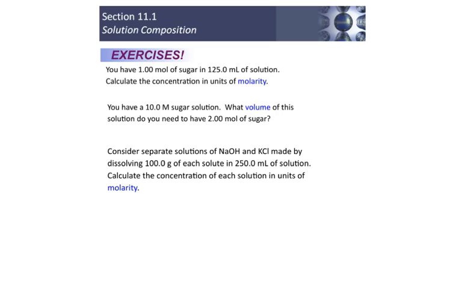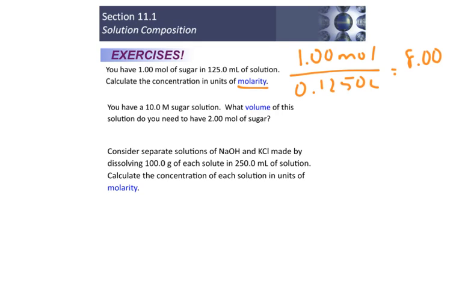So with this one, we have 1.00 moles of sugar in 125.0 milliliters of solution. We want to calculate the concentration in molarity. Now remember, molarity is moles per liter. So we have 1.00 moles over 0.1250 liters, which gives us a molarity of 8.00 moles per liter. We want 3 sig figs because our lowest number is 3 sig figs.